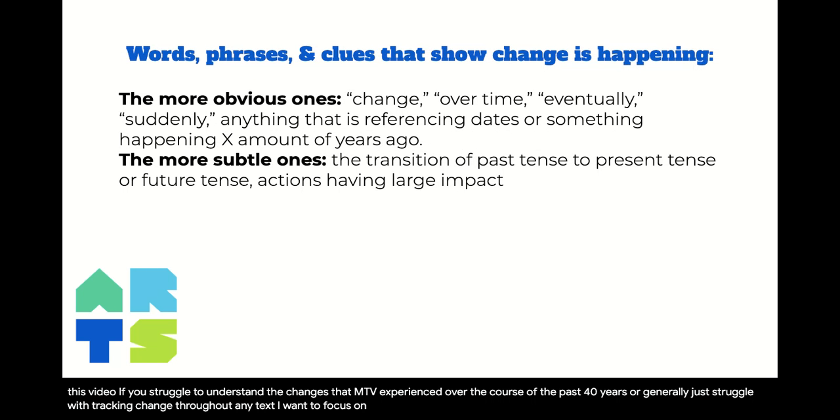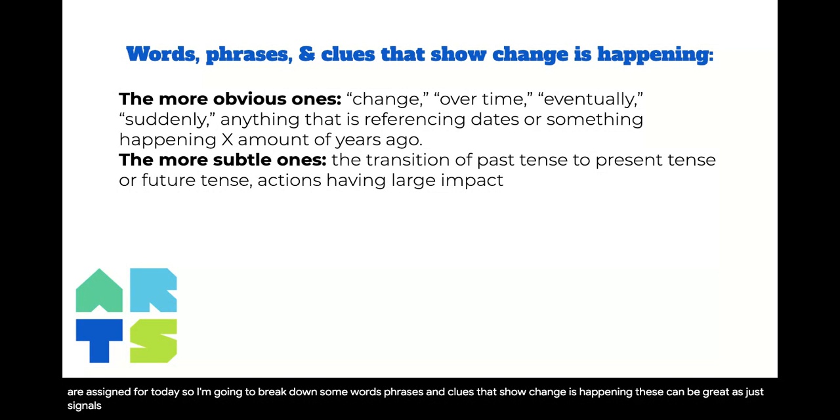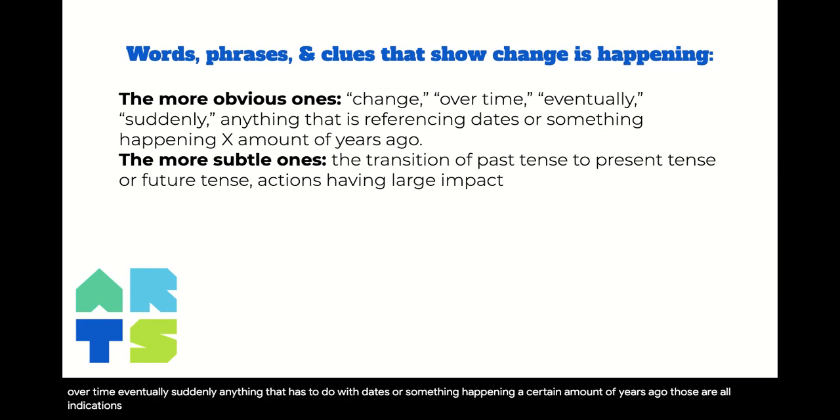I want to focus on developing a skill that will help you with any text and not just the text that you were assigned for today. So I'm going to break down some words, phrases, and clues that show change is happening. These can be great signals for you that you should be annotating something by where these words are happening. So there are the more obvious ones: change, over time, eventually, suddenly, anything that has to do with dates or something happening a certain amount of years ago. Those are all indications that some sort of change has happened.